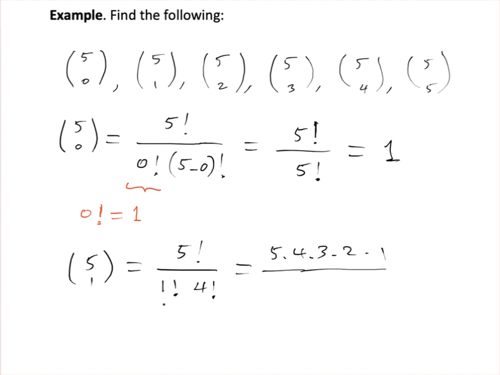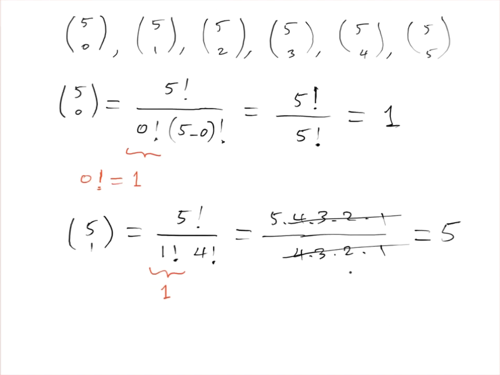Understand, first of all, 1 factorial is 1, right? So I'm going to ignore that. 1 times anything is anything. So 4 factorial is 4 times 3 times 2 times 1. You should know that when you divide 5 factorial by 4 factorial, the 4 factorial eliminates all of those factors, and the result is just 5. So you don't really need to list all those numbers.